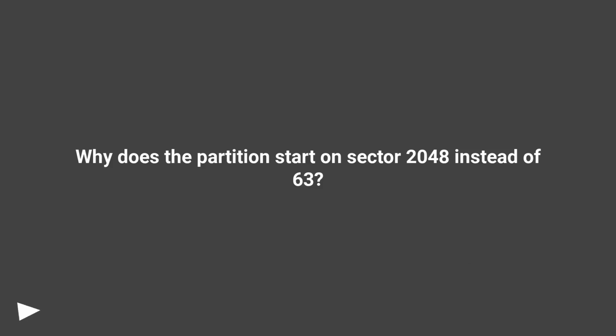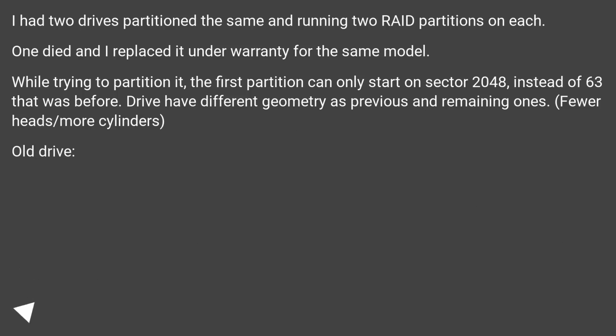Why does the partition start on sector 2048 instead of 63? I had two drives partitioned the same and running two RAID partitions on each. One died and I replaced it under warranty for the same model. While trying to partition it, the first partition can only start on sector 2048, instead of 63 that was before.